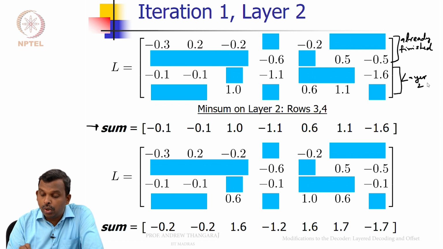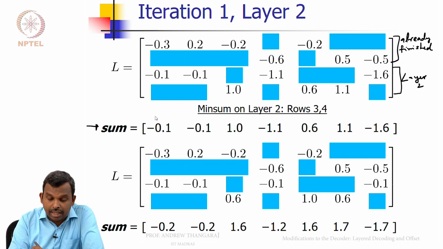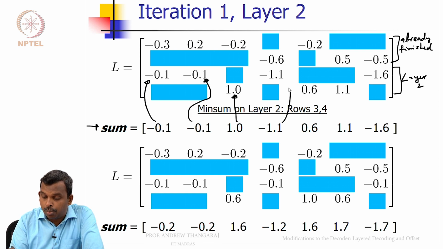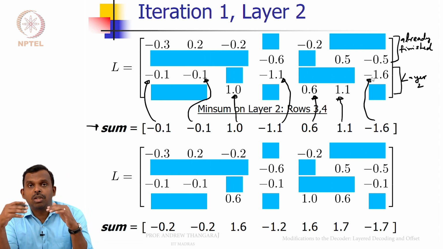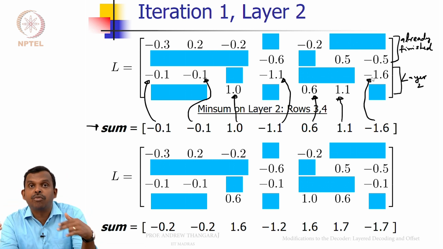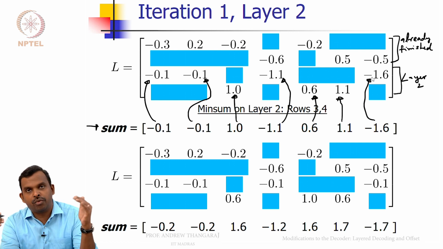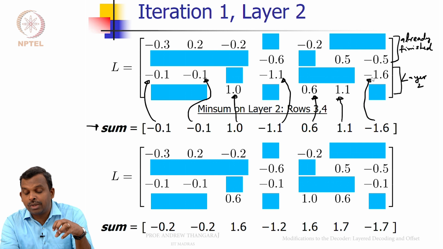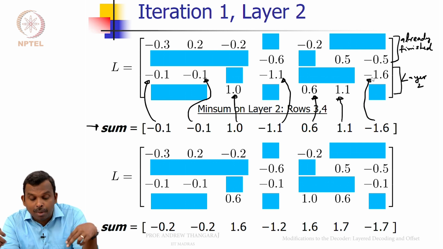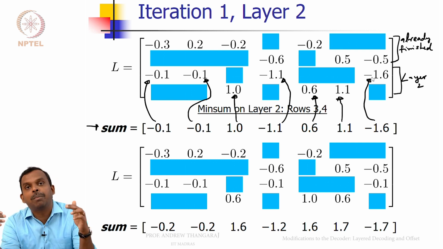So what do we do in layer 2? In layer 2 we initialize. Notice this minus 0.1 goes here, this goes here, this goes here, this minus 1.1 goes there, 0.6 goes here, 1.1 goes here, minus 1.6 goes here. It is almost as if this sum became the received vector for layer 2. We had a received vector, we processed layer 1. In the same way, we are going to process layer 2 as well, except that we will think of the sum vector, the processed vector from the previous layer, as the input to this layer.